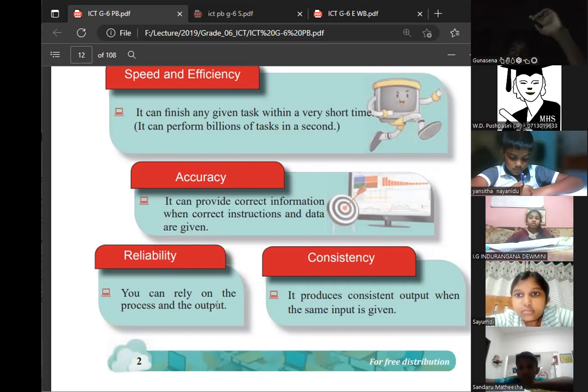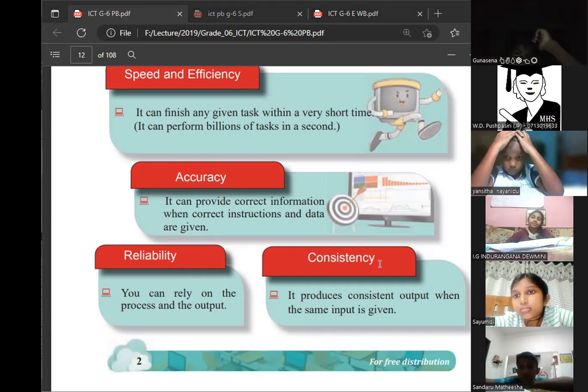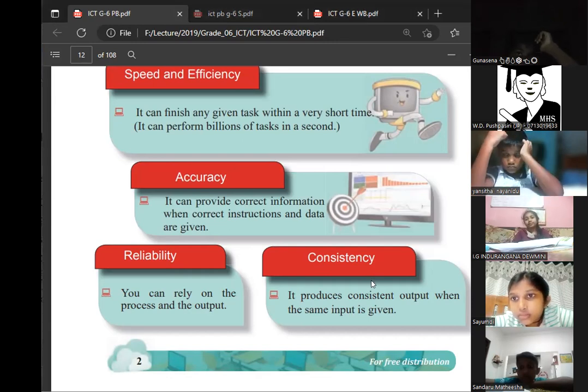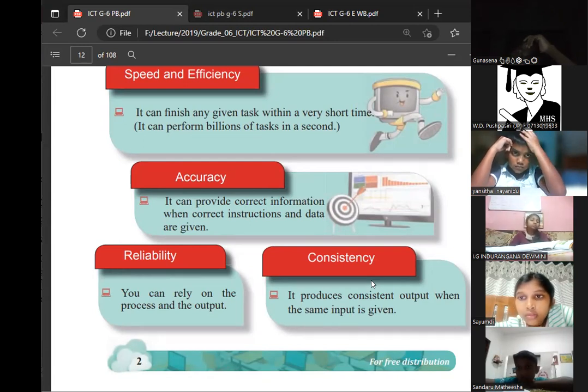Next one is consistency. Consistency means, in Sinhala, we call it Sangata Bhavaya. That means it produces consistent output when the same input is given. Once we give the input, it goes through the same process and gives the same thing.